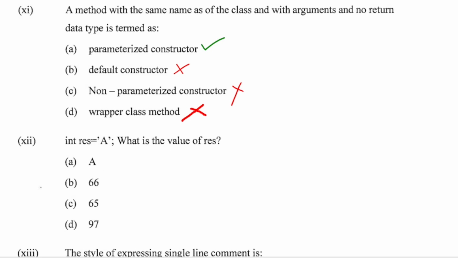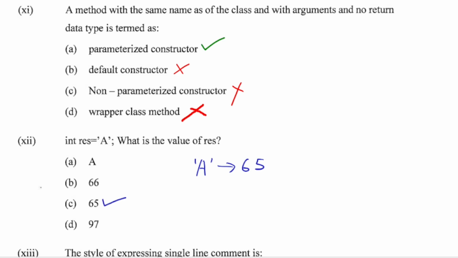Now let's move to the next question, that is question number 12. Here what is happening is that the character A is being assigned to a numeric variable res, and the question is asking what is the value of res. The code of character A is 65, and hence the value being stored in the integer variable is also 65.